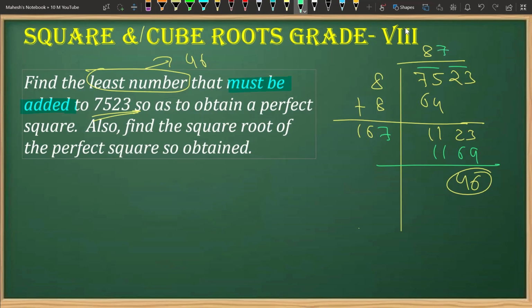And the 7 must be written over here also. The later part is to also find the square root of the number.